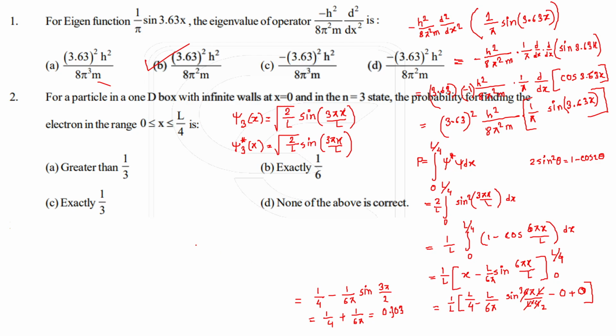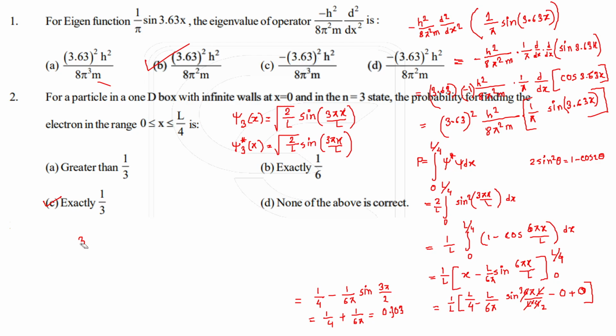The options are greater than 1 by 3, exactly 1 by 6, none of the above is correct, and exactly 1 by 3. So we can write exactly 1 by 3. Because you can see that 1 by 3 is 0.33, and here we are getting 0.30, so we can write it as exactly 1 by 3.